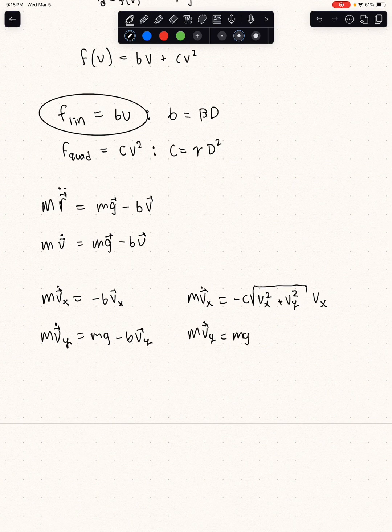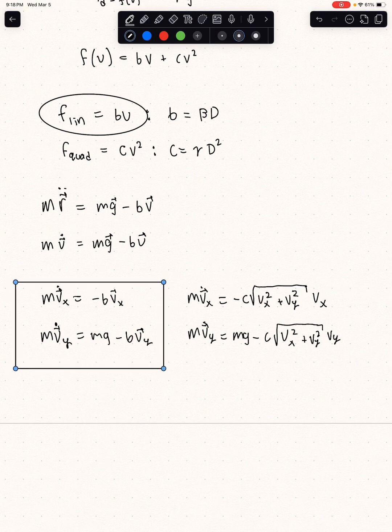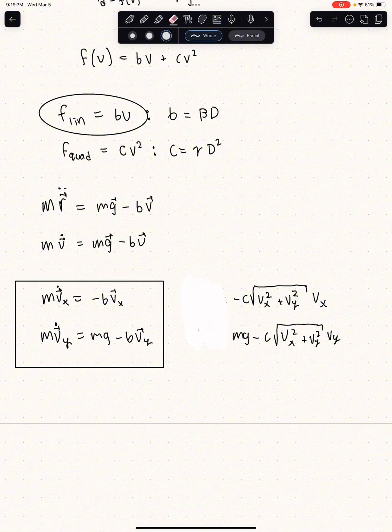You have your weight force, and then same thing, vx squared plus vy squared, and then vy out here. These two equations are what we call coupled, which is going to make it a lot harder to actually solve. I think we will do it later, but we're not going to be looking at the quadratic terms for now. I just want you to see why breaking it up into its components is going to be so easy, because the x term is not dependent on y, and the y term is not dependent on x, which is really, really easy to solve.